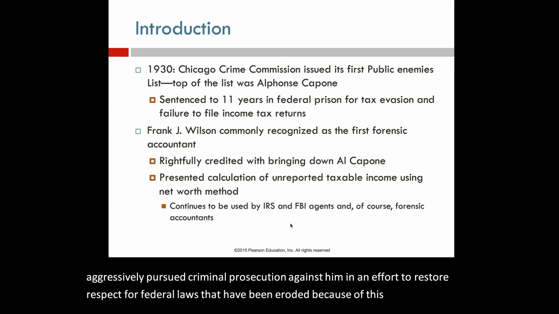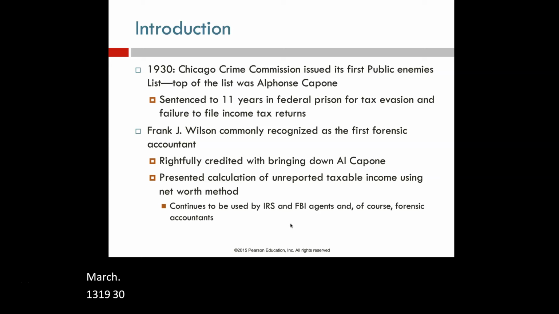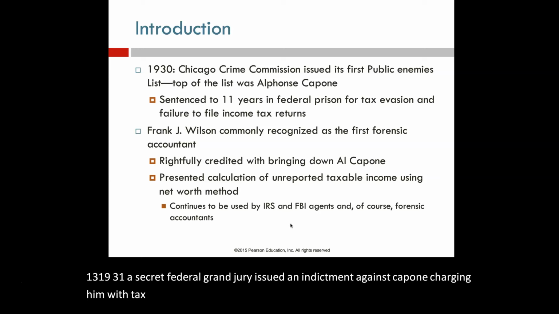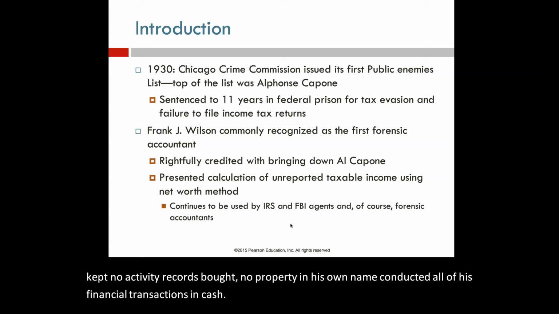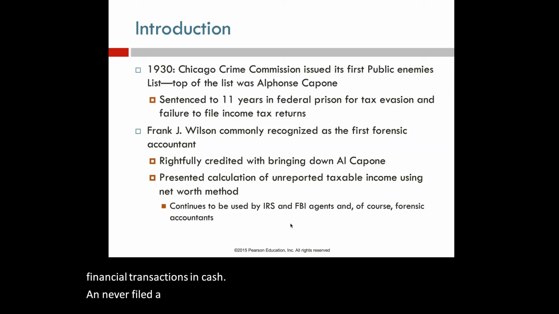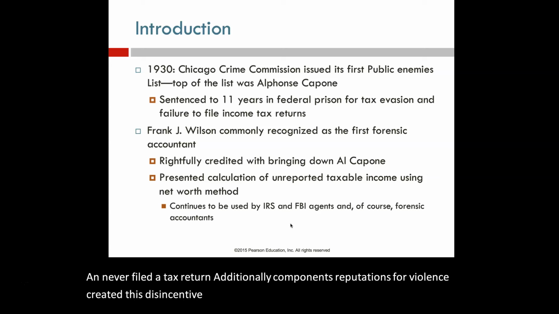On March 13, 1931, a secret federal grand jury issued an indictment against Capone, charging him with tax evasion for the year 1924. Capone maintained no bank accounts, kept no activity records, bought no property in his own name, conducted all of his financial transactions in cash, and never filed a tax return. Additionally, Capone's reputation for violence created a disincentive for any potential informants.